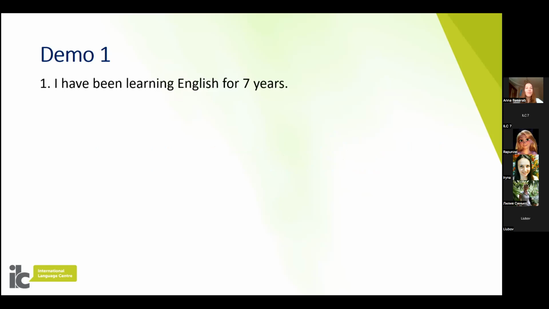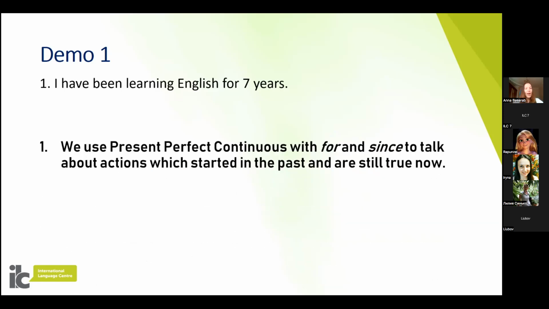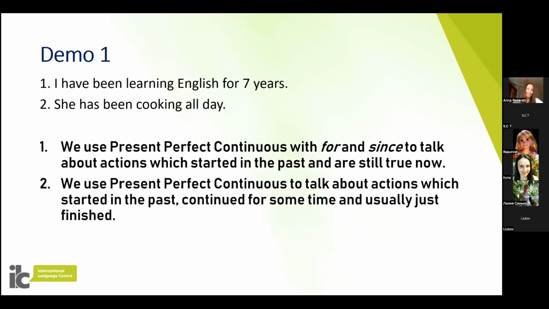So look here, we have a sentence. I've been learning English for 7 years. So it's a present perfect continuous tense. And we use present perfect continuous with for and since to talk about actions which started in the past and are still now. We've got another example of present perfect continuous. She has been cooking all day. In this case, we use present perfect continuous to talk about actions which started in the past, continued for some time, and usually just finished.